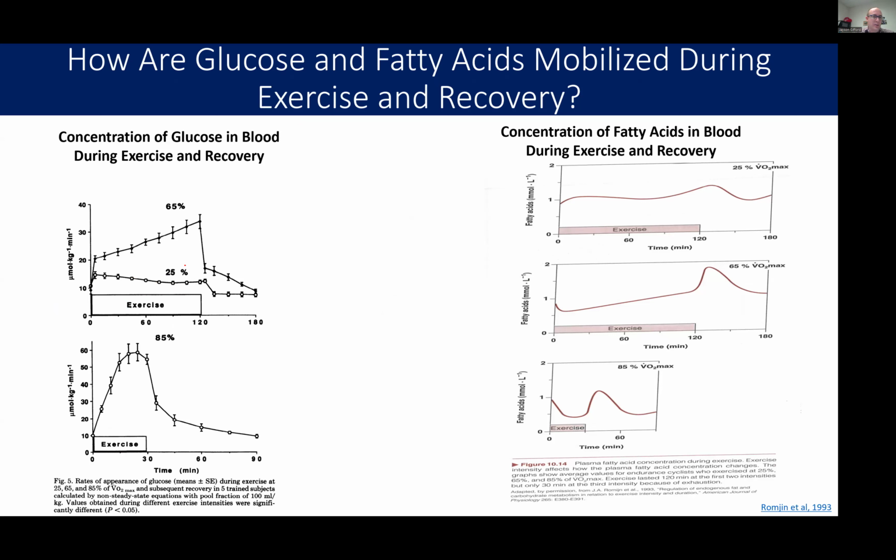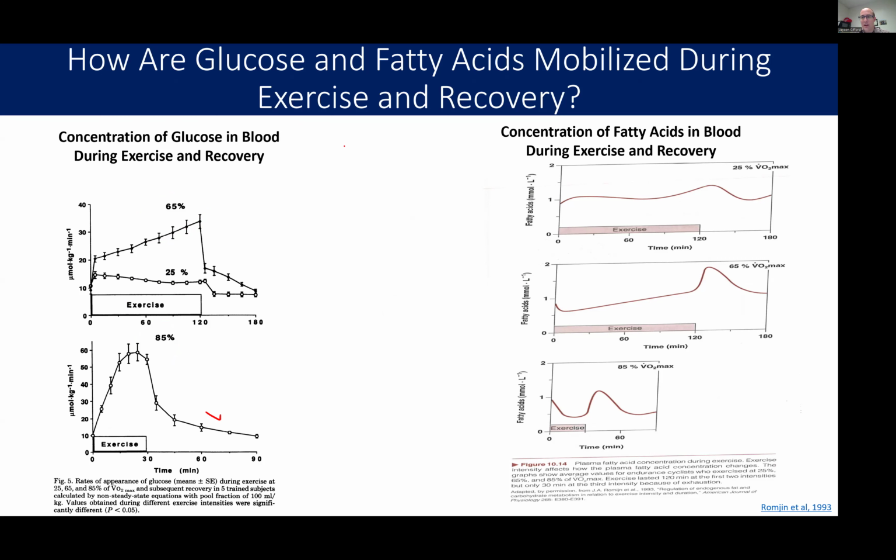And so you don't have as much sympathetic activity stimulating glucagon for glycogenolysis. But as you get up to 65% VO2 max or 85% VO2 max, you see a large increase in blood glucose. This is happening because you're signaling to the liver to break down glycogen and make glucose available for use. And then after the exercise, you see blood glucose levels go back towards normal after an hour or so.